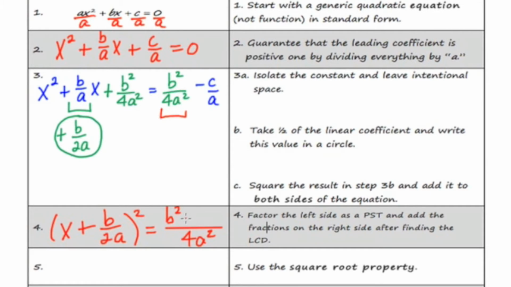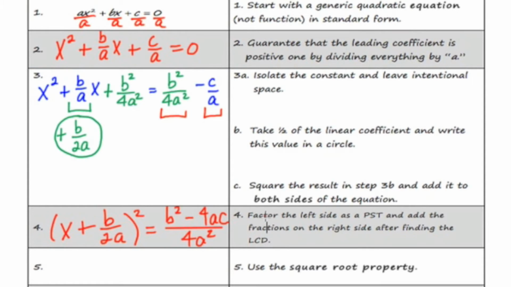Then I've got a minus sign. Now here there's going to be a little bit of a problem. In order to get an old a to look like a 4a squared, I have to introduce a couple things. I need to introduce a 4, and I have to introduce an additional a. So if I do that to the top and the bottom, the new numerator is going to become 4ac.